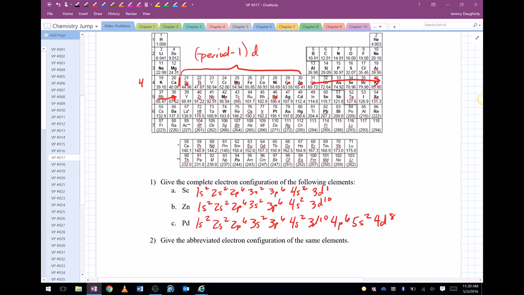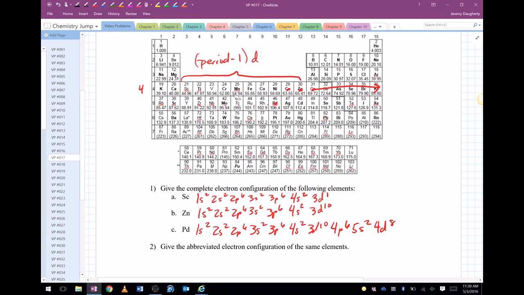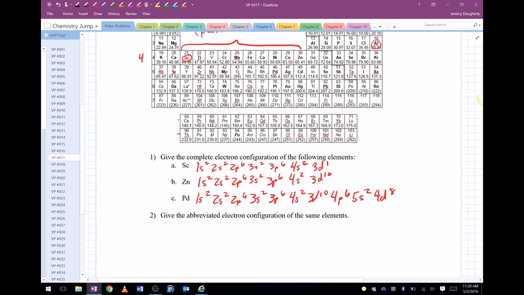Give the abbreviated electron configuration, so that's where we take the noble gas before it. If we look at scandium, let me erase some stuff for you here. So here's scandium. The noble gas before it is argon. So for scandium, it's going to be argon in square brackets, and that argon in square brackets represents what? It represents this, all the way up to 3p6. So that's what it represents, and then we just start there.